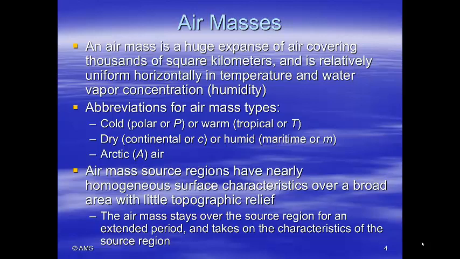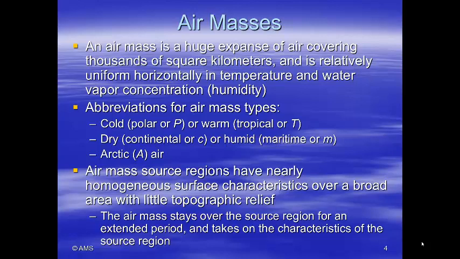There are abbreviations for the different types of air masses. So we have P, or polar, or warm tropical, or T. We have dry, which is continental, or lowercase c. Humid, which is maritime, or lowercase m. And Arctic, which is a capital A.